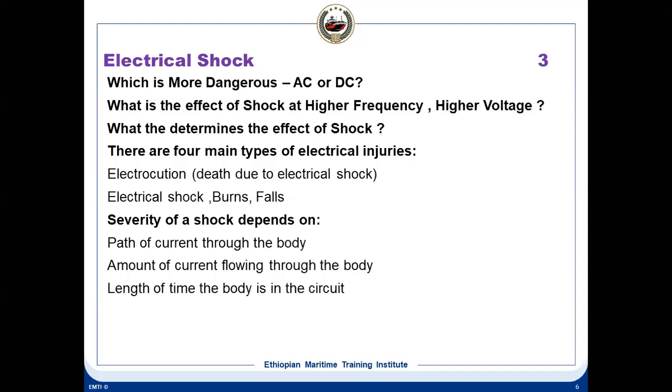Electrocution means it's a death. Electrical shock means it is only shock. Because of the shock, you can fall, you can get burned. Okay, there's a difference between electrocution and electrical shock.